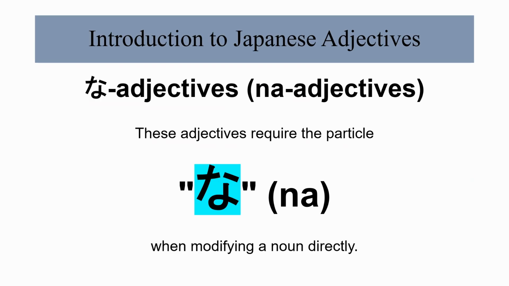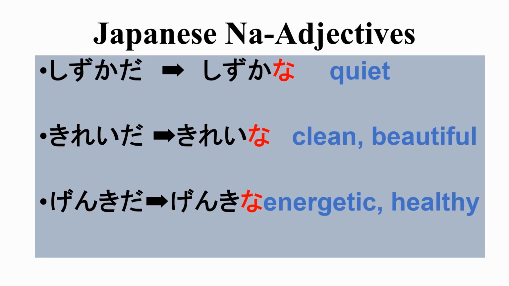Next, let's look at the na-adjectives. They use na when they modify a noun. However, their basic form ends with da. So, na-adjectives require the particular na when modifying a noun directly. Please repeat after me and practice the pronunciation together.